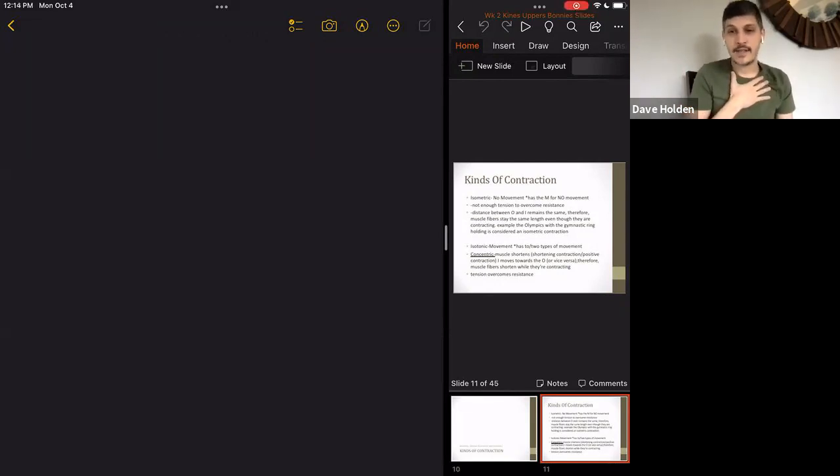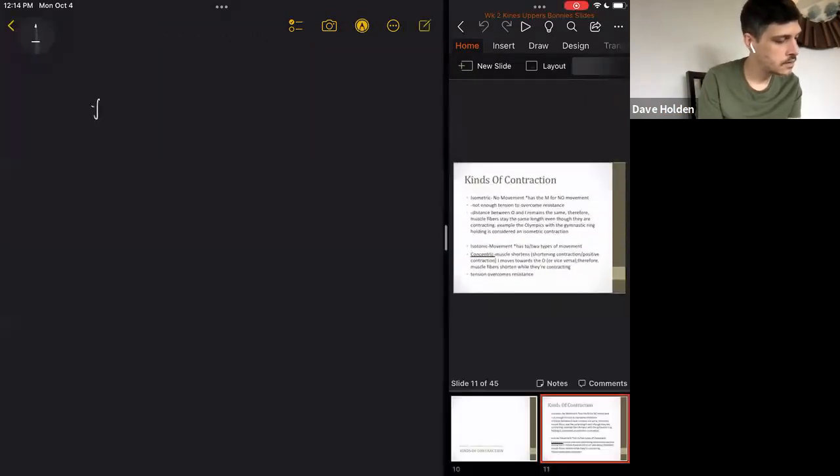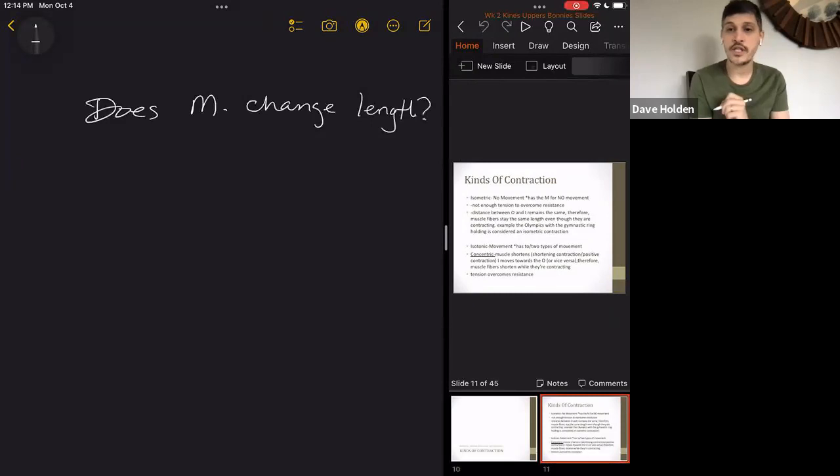The best way that I can explain the types of contractions is actually to walk us through a flow chart. I really like flow charts. So at the beginning of our flow chart, we are going to begin with an assumption. We assume that the muscle actually contracted, okay? So the muscle contracts. The first question we have to answer is, did the muscle change its length? This is a yes or no question. Either the muscle changed its length or it did not. So we have our yes and our no.